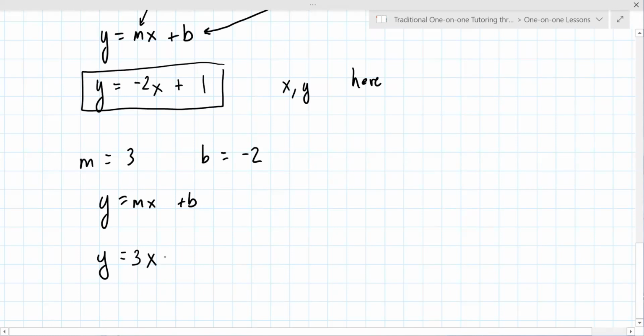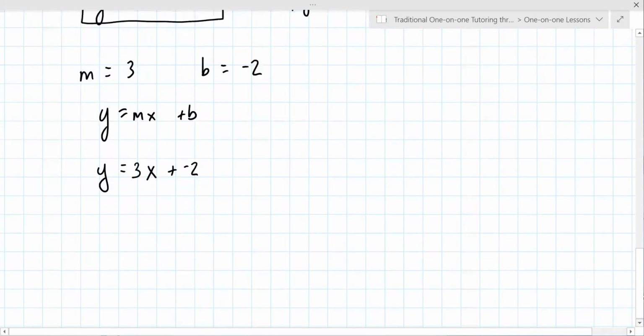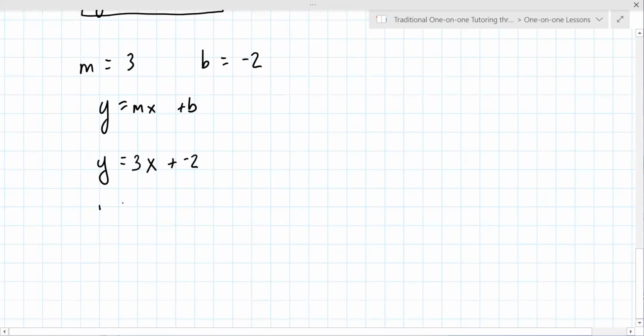3x. Okay, keep going. What is b? B is -2. So you could say plus -2. That would be okay, but it's a negative. So you could go this way, 3x - 2. That would be okay as well.